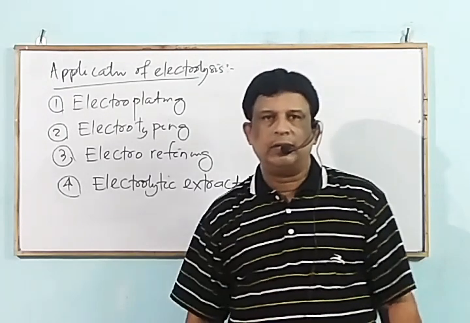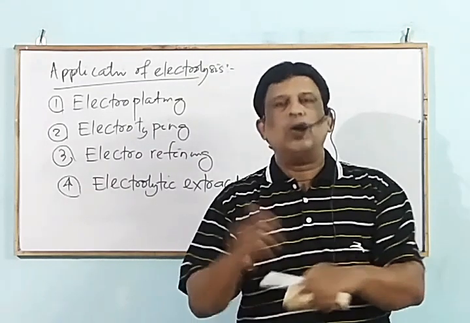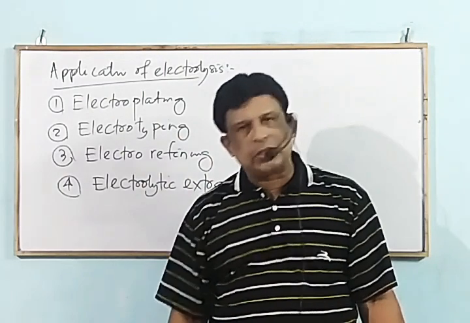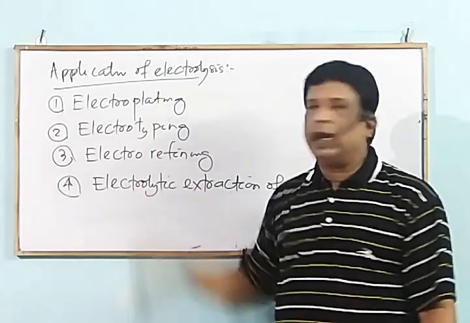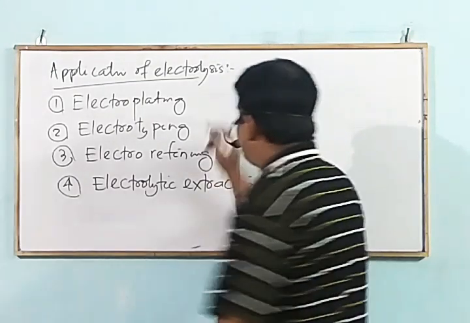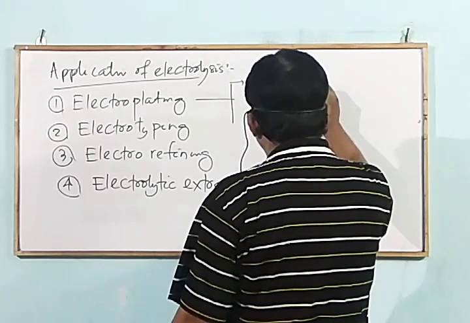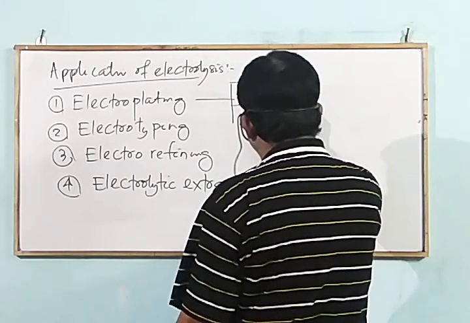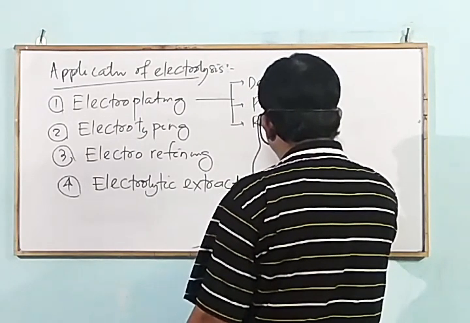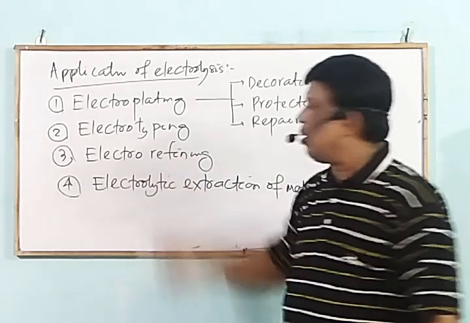Plating means coating. What is electroplating? The deposition of a good quality metal over a lesser quality metal. Deposition of superior metal over lesser quality metal is known as electroplating. Then why is it carried out? Generally it is carried out for three purposes. One is decoration. Second one is protection. And the third one is repairing. These are the three main aspects of the process of electroplating.